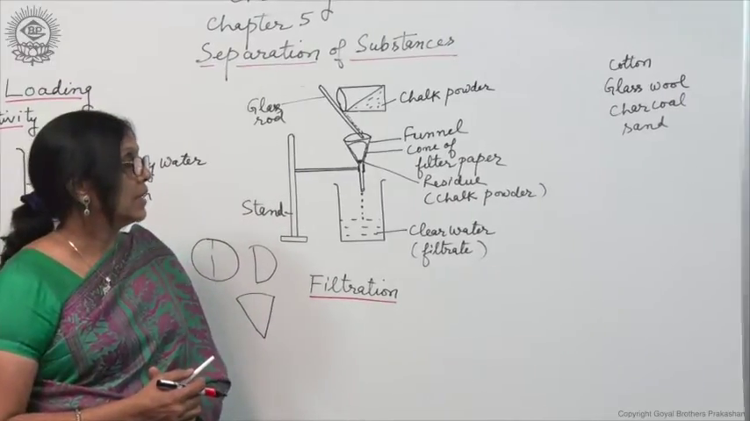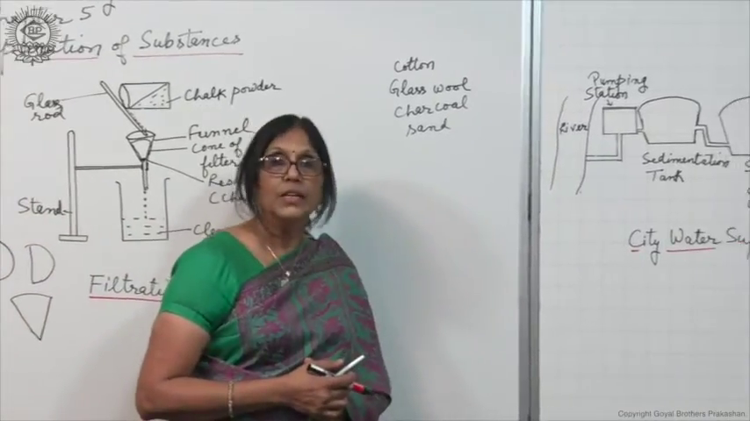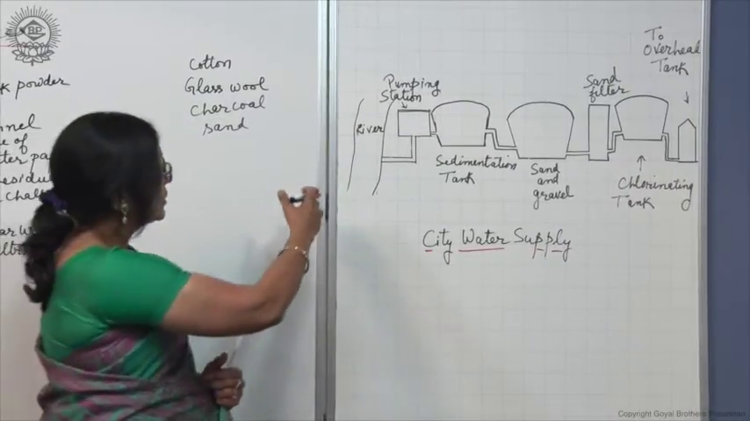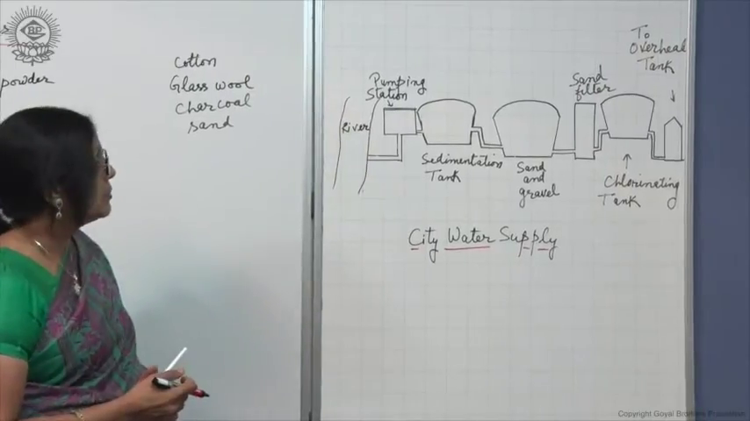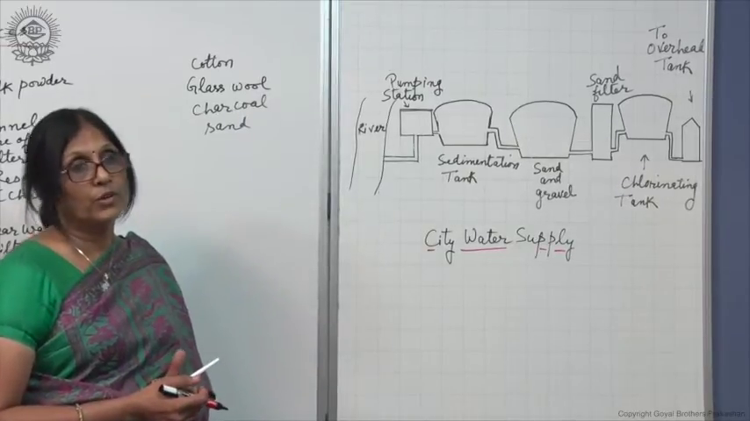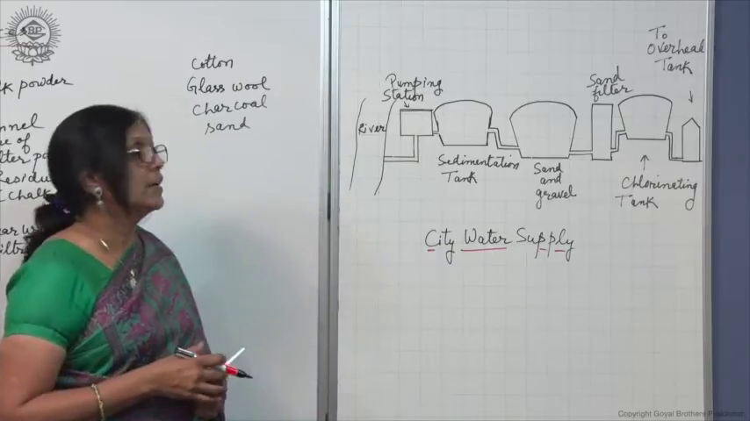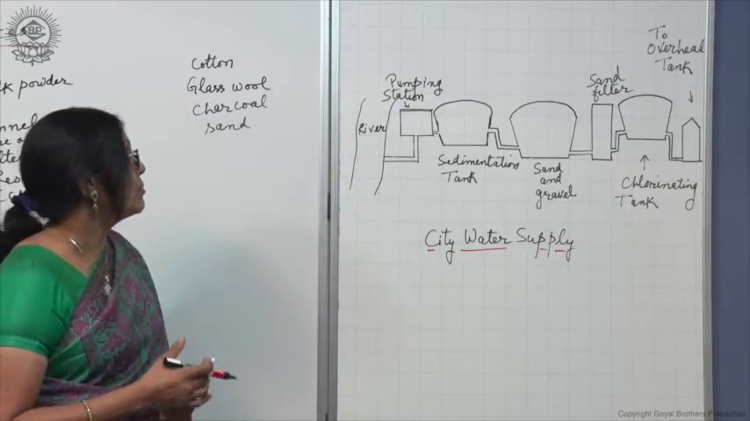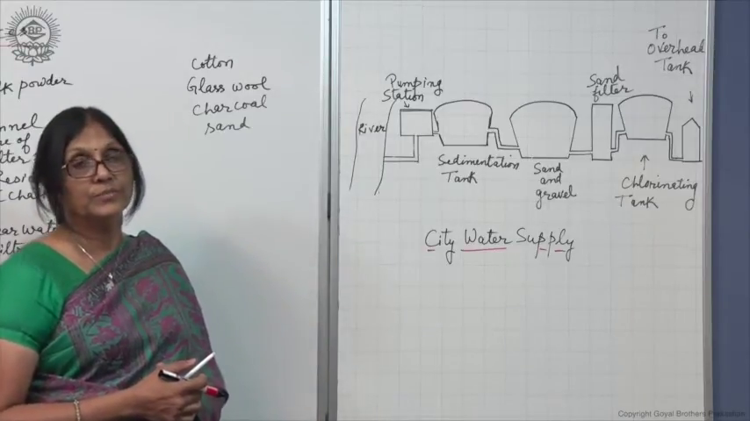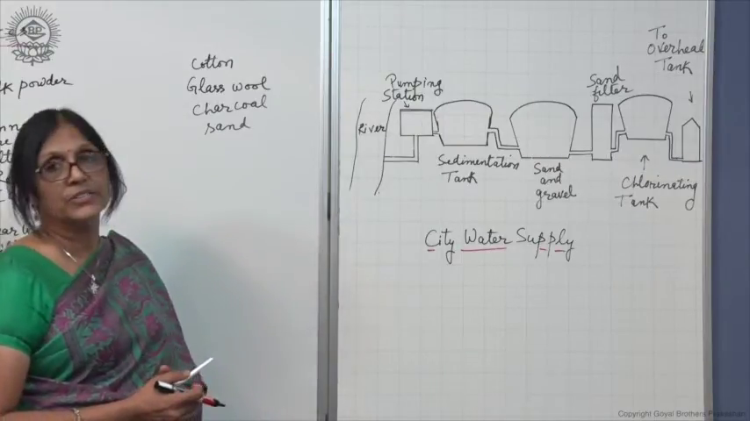And the water which is supplied to the various houses in the city is first of all purified in this type of arrangement. You can see the river water is supplied to the various houses in the city. Now this river water has a very large number of suspended, solid, insoluble impurities and also germs and bacteria. So this water must be purified first of all, and then only it should be supplied to the various houses in the city. Now a brief account of how the purification takes place, let us study about this.